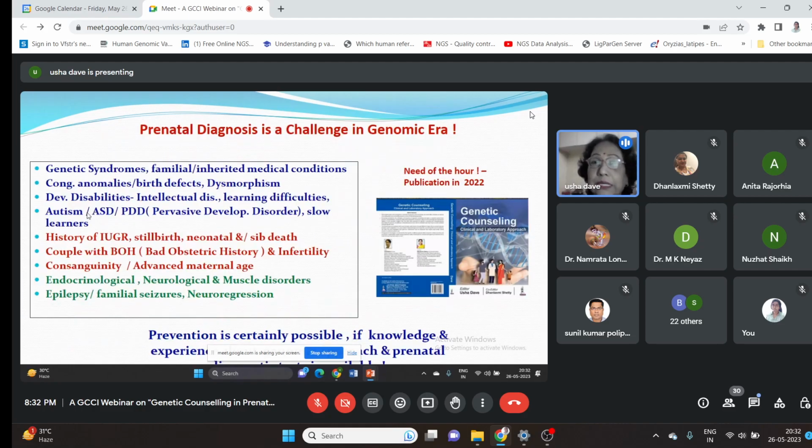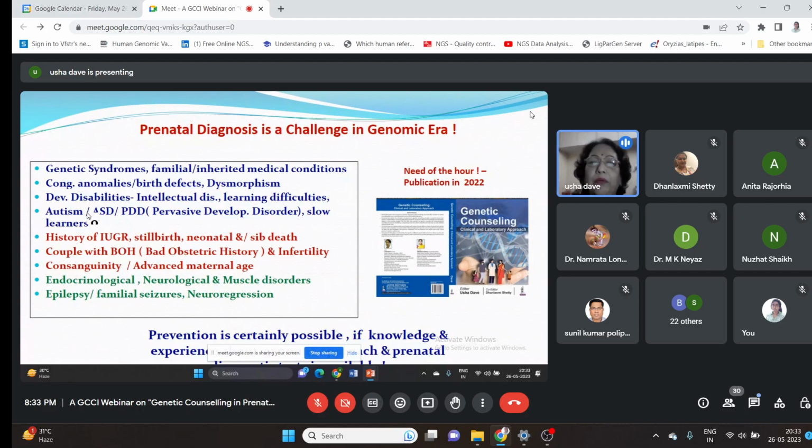Okay, so it is a challenge in the genomic era, and in various situations there will be prenatal diagnosis: syndromes, inherited medical conditions, anomalies, birth defects, developmental disabilities, autism, or a bad reproductive history. On that side you will sometimes see consanguinity, advanced maternal age, also with NIPS coming, and endocrine, neurological and neuromuscular cases are the maximum. If I tell you that 30% of our genes are expressed in the brain, so a number of genetic disorders are neurological ones. So prevention is certainly possible if the knowledge and experience of genetic science and prenatal genomic diagnosis are available.